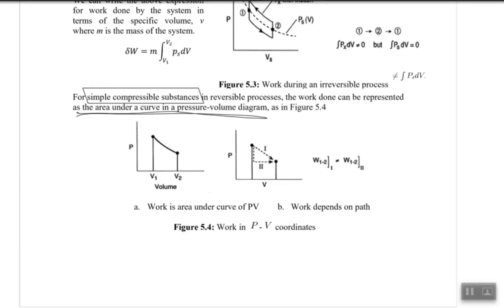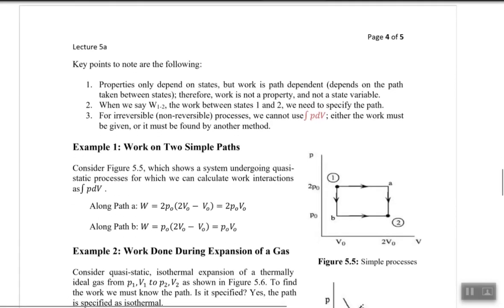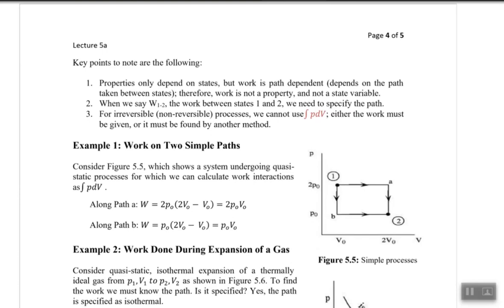Let me come back to this later, and let me move forward and explain a little bit more detail, and then I'll be coming back to the same question or same concept. So the key point to be noted: properties depend only on the state, but work is a path-dependent quantity. It depends on which process we have followed, and we will be looking at this later on. When we say work done from 1 to 2, that means from state 1 to state 2, then we must define the path of the work done as well. Path, again, I'm saying, means process.